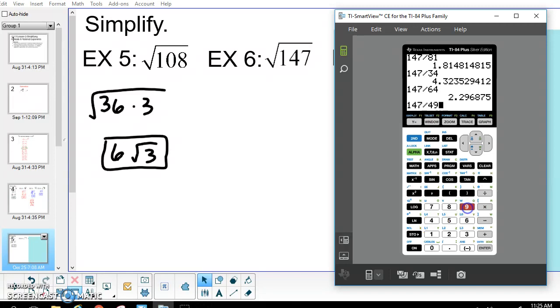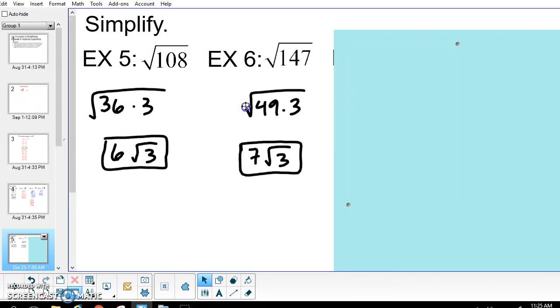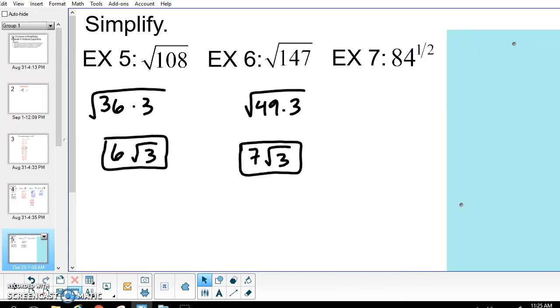Okay, go up to the next one, 49. And there it is. So 49 times 3 it was. So this is 7 square root of 3. All right. Now I have this rational exponent.